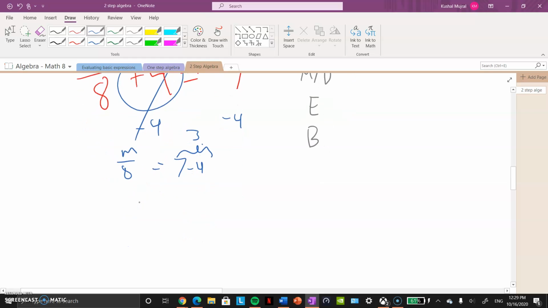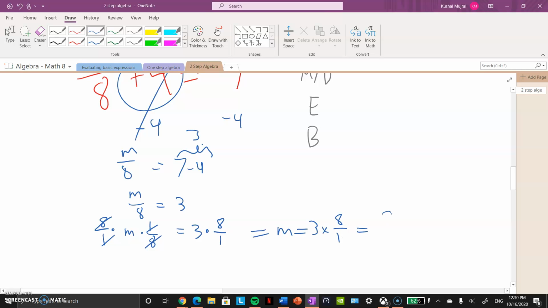So we have m over 8 equals 3. And then to get rid of m over 8, this is the same as writing m times 1 over 8 equals 3. So then we can multiply both sides by the reciprocal, 8 over 1. This cancels here. Then we're left with m equals 3 times 8 over 1, which is 24. Okay?